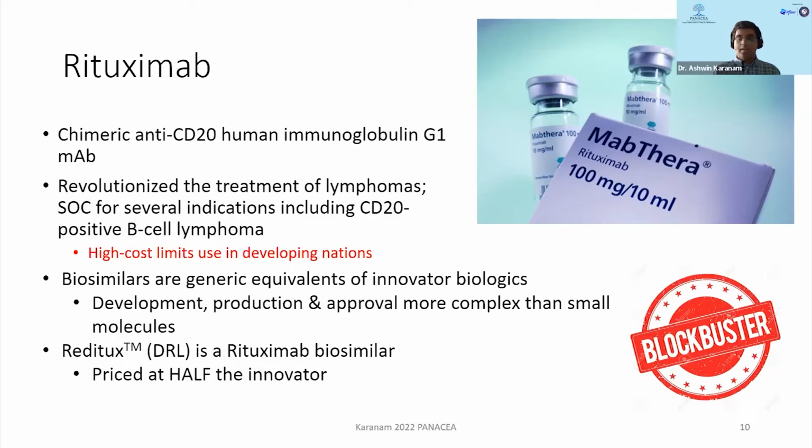Right? Now, the good thing is that there's something called biosimilars, which are generic equivalents of innovator biologics. But the problem with biosimilars is that their development, production, and approval is way more complex than that for small molecules, which usually requires a BA/BE type study. Riditux is a Rituximab biosimilar produced by Dr. Reddy's, and it's priced at half the price of the innovator. Immediately, you can see that the problem is the cost, right? And there is an alternative available.